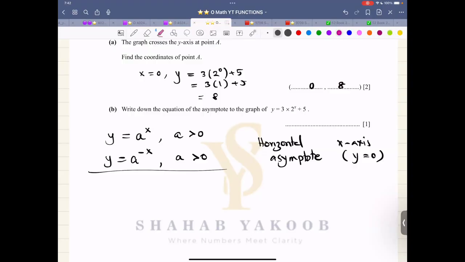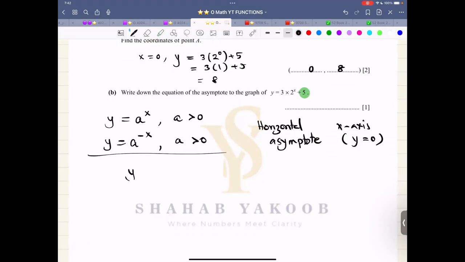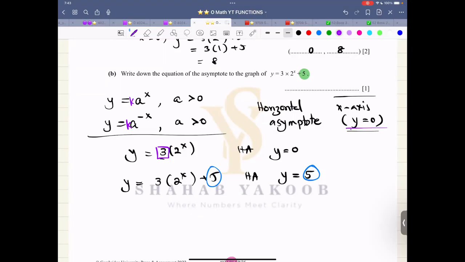Now, when we are shifting this graph 5 units up, what happens? If I have y is equal to 3 into 2 power x, still the horizontal asymptote is the same. If there is a constant multiplying, it doesn't make a difference. So the horizontal asymptote is still y is equal to 0. But if I'm writing 3 into 2 power x plus 5, the horizontal asymptote is now y is equal to 5 because of this constant over here. Because of this constant, nothing changes. So y is equal to k a^x, y is equal to k a^(-x), still the horizontal asymptote is the same.